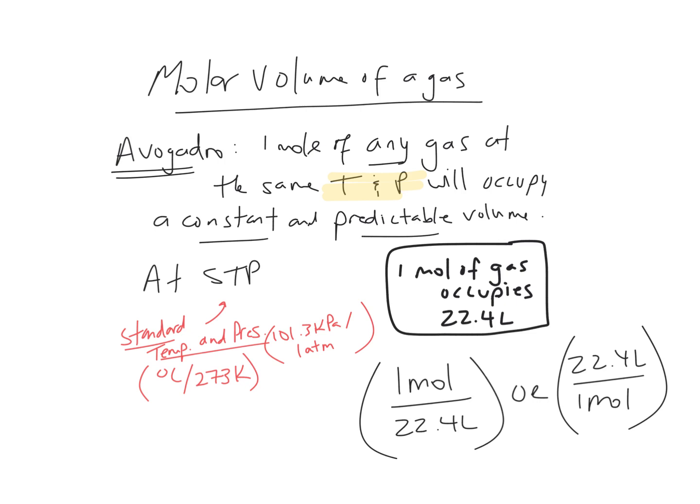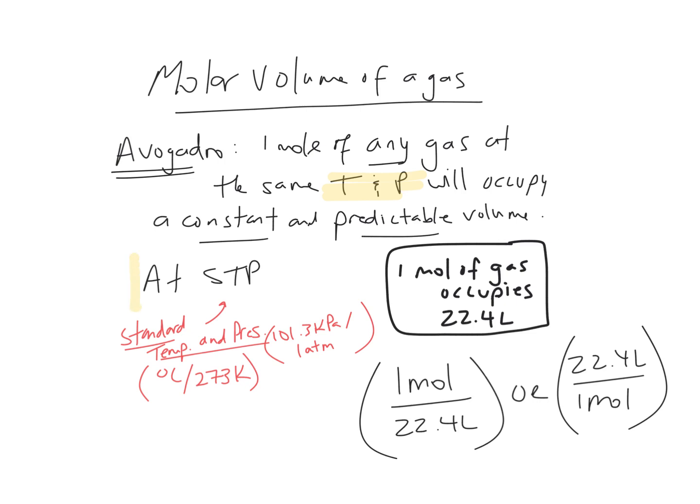This is making an assumption about gases, something called the ideal gas assumption. And that involves things we'll dig into later on. But basically, it means that all gases are going to act relatively the same. In fact, they are so close to acting the same that we go ahead and assume that they will basically act the same. And so, like it says here, 1 mole of any gas at the same temperature and pressure will occupy a constant and predictable volume.